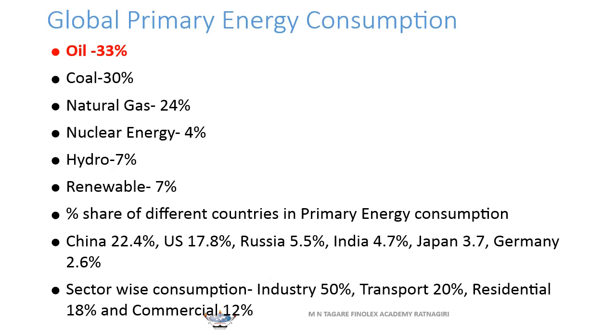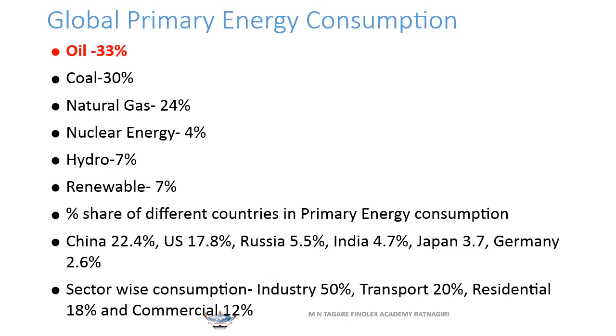So you can see, China, US, these are the major players nowadays. They have huge energy consumption, which directly shows their economy is very strong. So China is the main player, having a 22.4% share in the primary energy consumption of the entire world. So almost 1/4, 25% is their stake. Then followed by US, so in these two players only almost 40% energy is being used. So US is 17.8%, Russia is 5.5%, and India is 4.7%, followed by Japan 3.7%, Germany 2.6%.